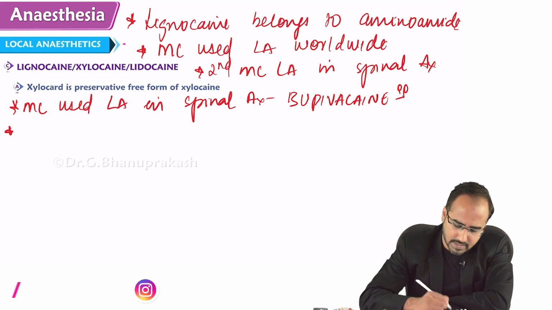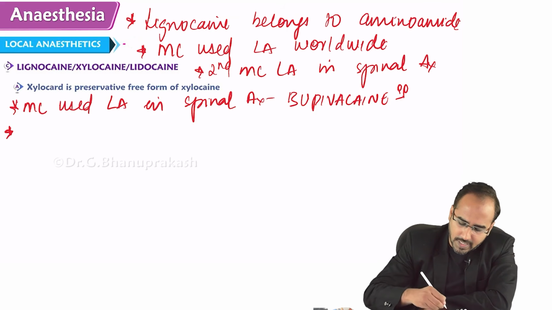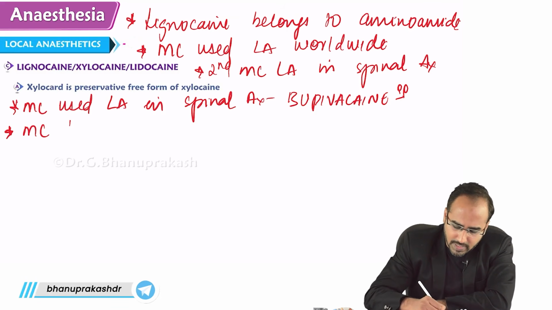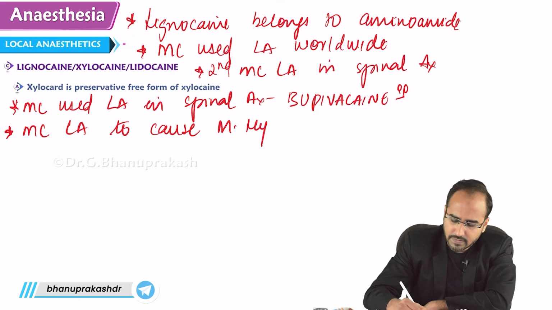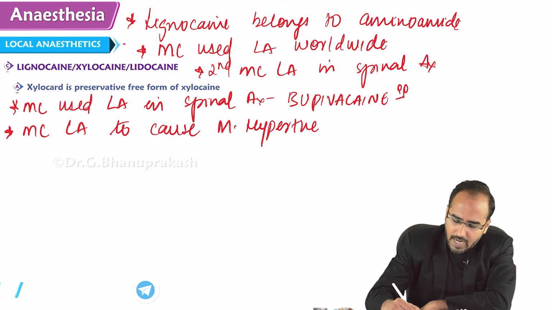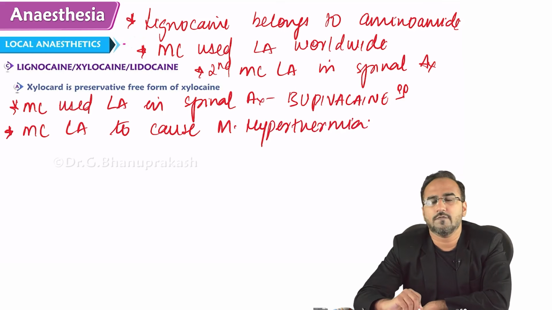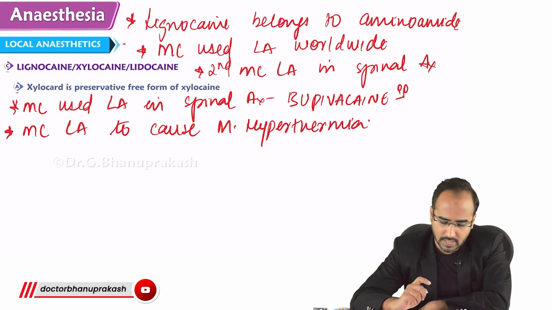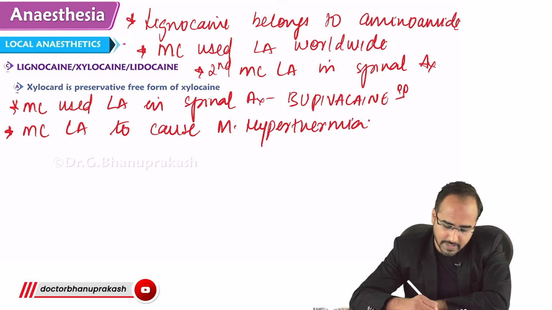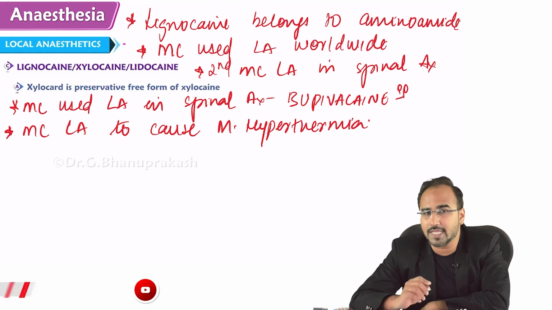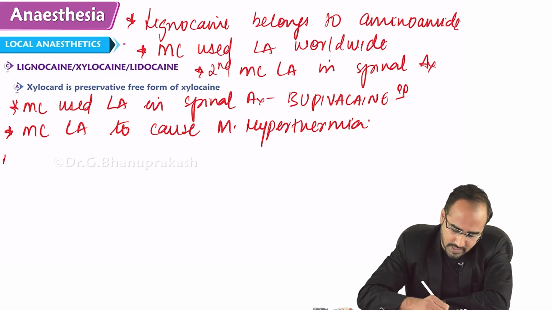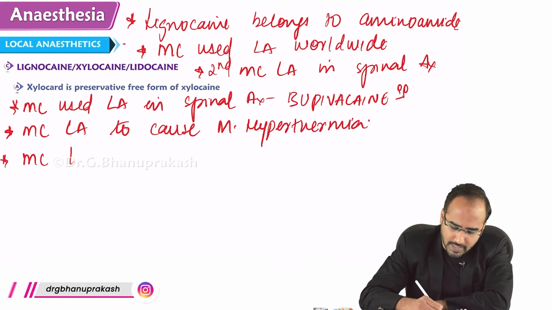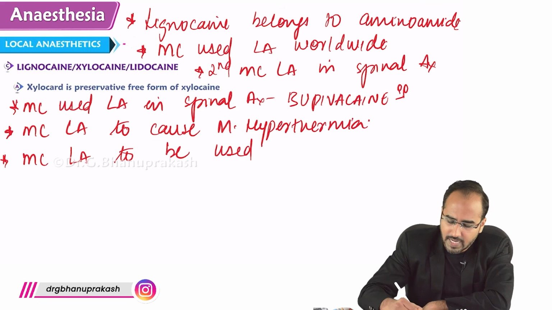Right? Next. Lignocaine is the most common local anesthetic to cause malignant hyperthermia. Which was the safest in malignant hyperthermia, guys? Procaine. Lignocaine is the local anesthetic that can cause malignant hyperthermia. There are many most commons for lignocaine. That's why it is commonly used worldwide. Next, lignocaine is the most common local anesthetic to be used in IVRA.